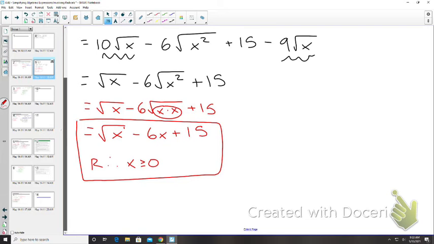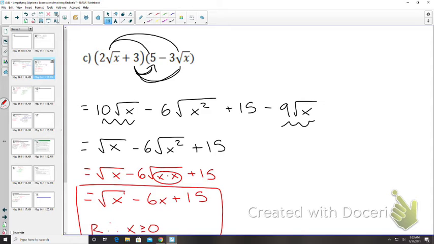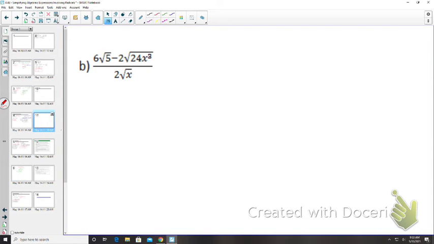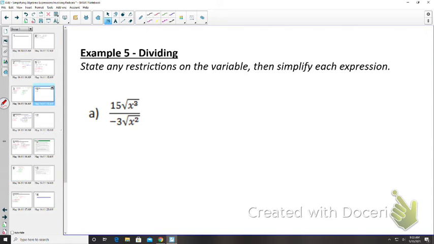All right. Couple more examples to go. 2, to be exact. Okay, so example 5, this is where we are dividing. So same thing here, we need to state any restrictions on the variable and then simplify each expression.